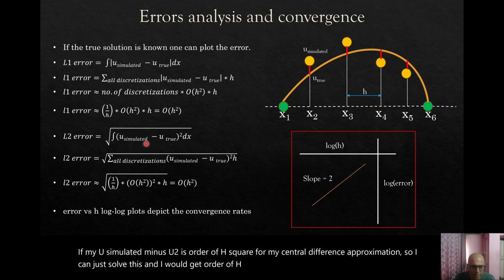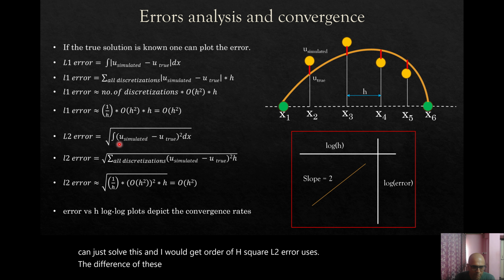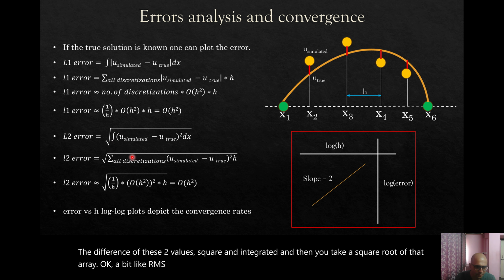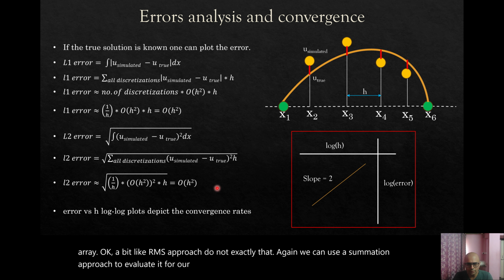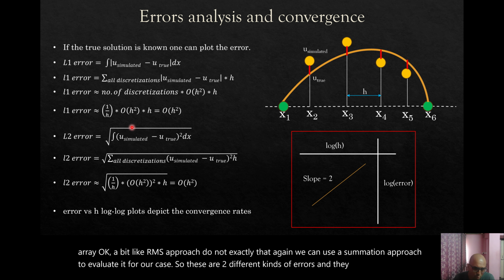The L2 error uses the difference of these two values squared and integrated, and then you take a square root of that again. A bit like an RMS approach, though not exactly that. Again, we can use a summation approach to evaluate it for our case. So these are two different kinds of errors, and they are used for different kinds of numerical analysis.